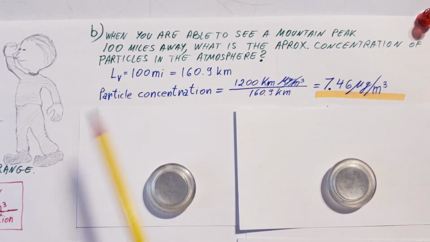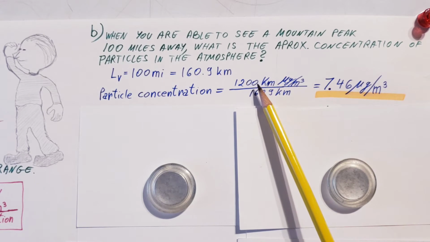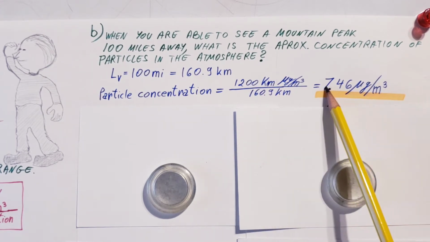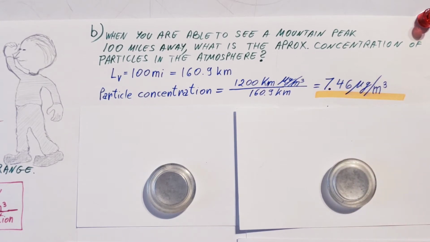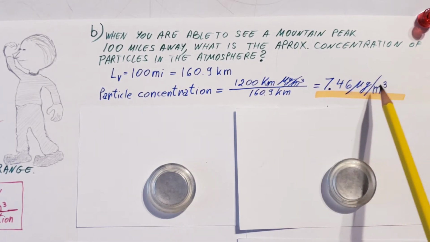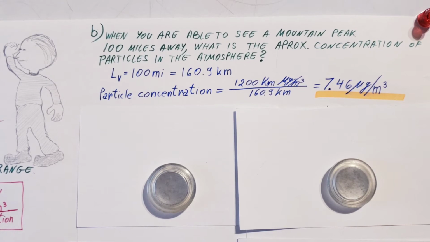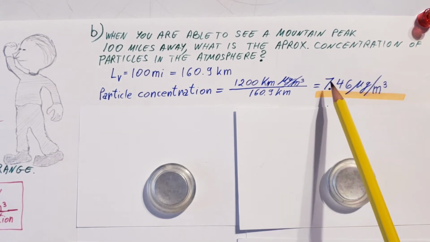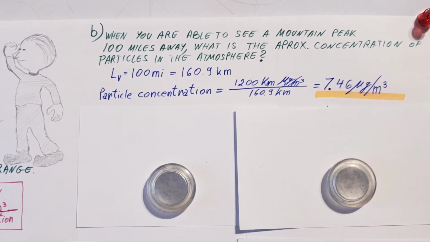Particle concentration is down here, so we're going to have to solve for it in this equation. That becomes 1200 divided by L_V. Plug in L_V of 160.9, and it equals 7.46 micrograms per meter cubed. As you can see, this is significantly smaller than the NAAQS standard, which was 35.